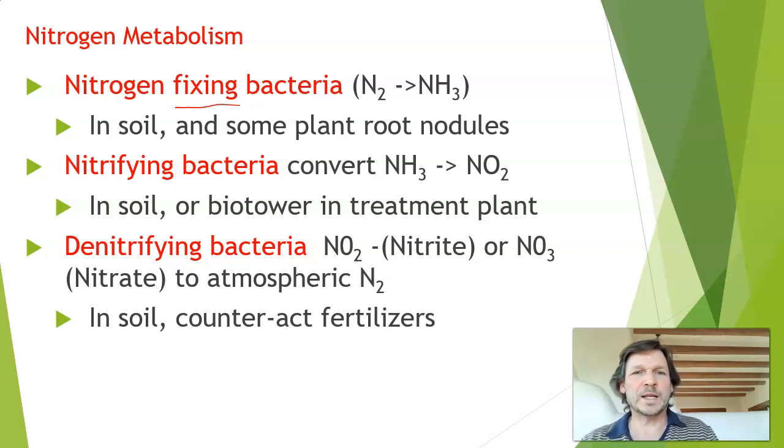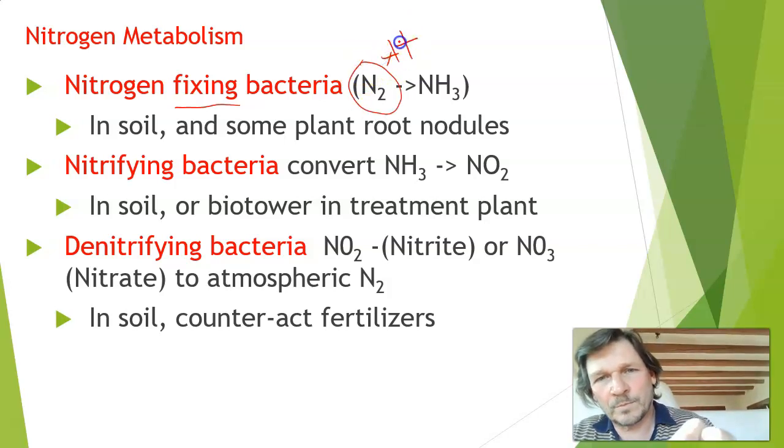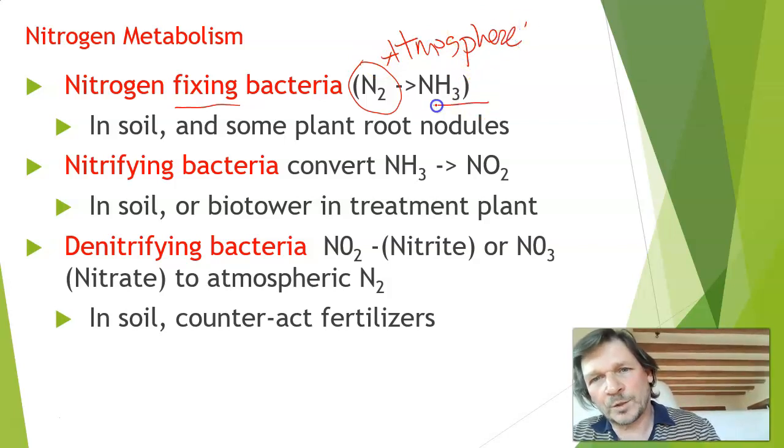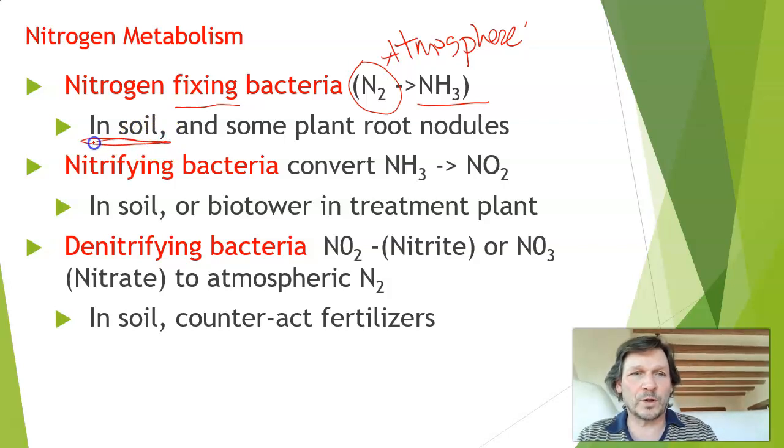So it's taking nitrogen from the atmosphere and turning it into ammonia that then can be used by the individual cell to make protein, or taken up by plants and used by protein. And so nitrogen-fixing bacteria in the soil are really important for soil fertility and keeping plants healthy.